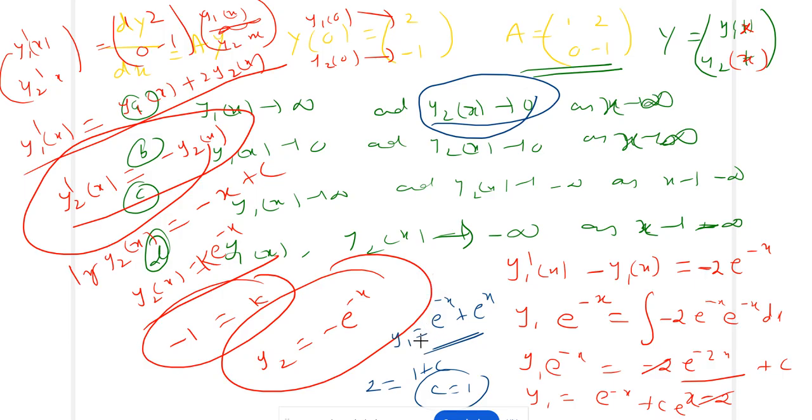What about the nature of y1(x)? y1(x) approaches infinity, since e^(infinity) is infinity. So option A may be the correct one: y1(x) approaches infinity and y2(x) approaches 0 as x tends to infinity. And when x tends to infinity, this becomes infinity, so y2(x) approaches minus infinity.